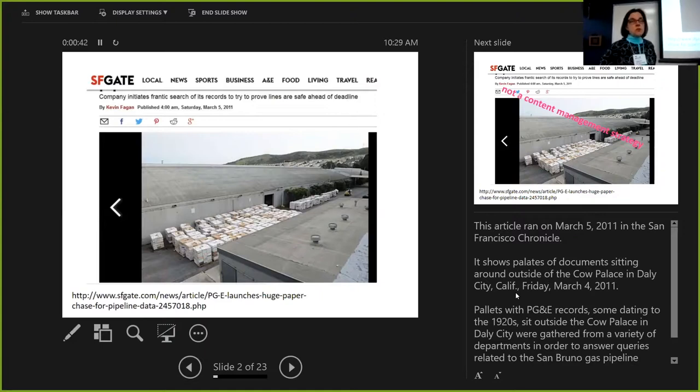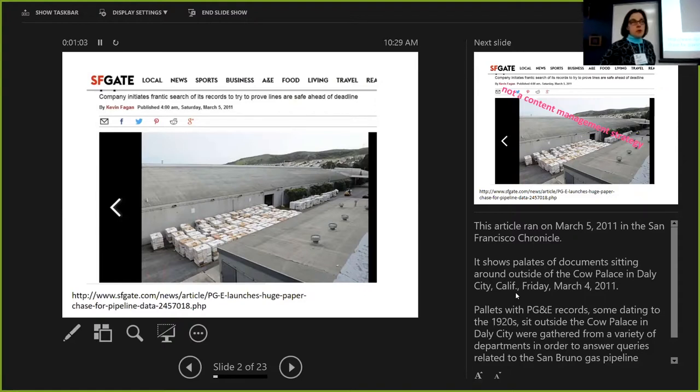And you might know that in 2010, there was an explosion in San Bruno, California that destroyed almost an entire neighborhood, killed 8 people, and injured over 50. So this shows pallets of documents at the Cow Palace, which is a venue on the border of San Francisco, and some date back to the 1920s.